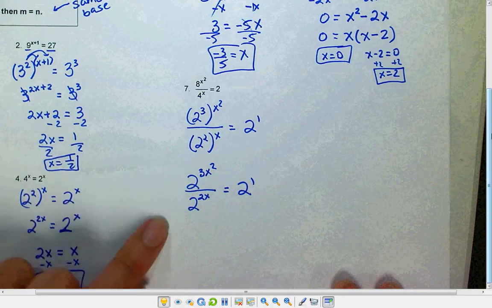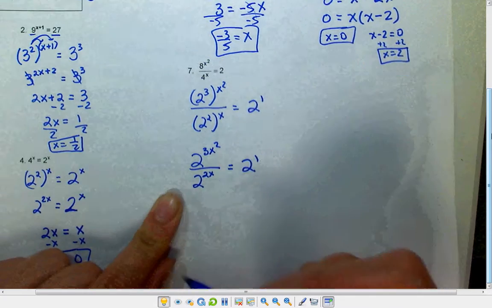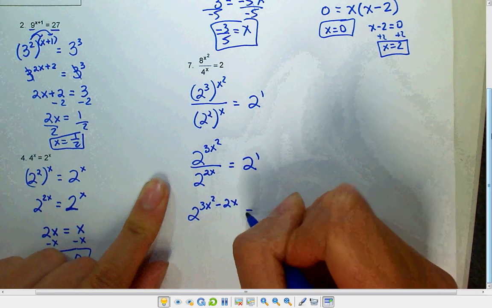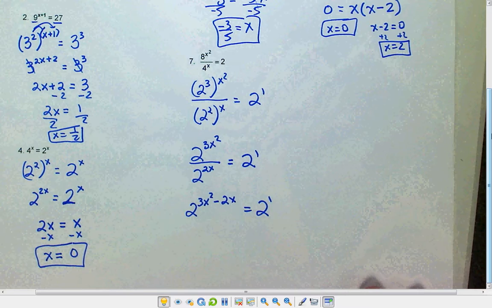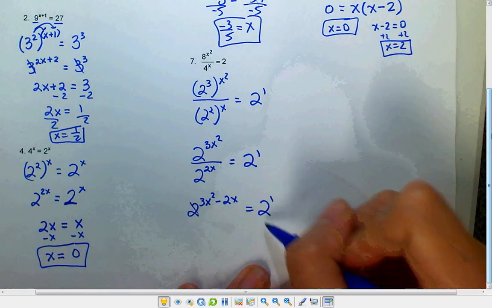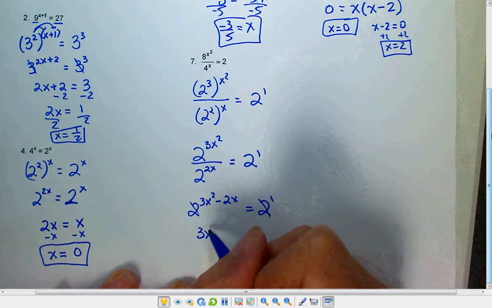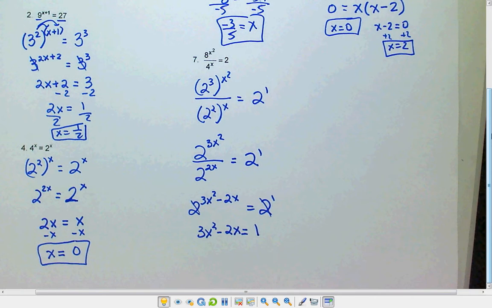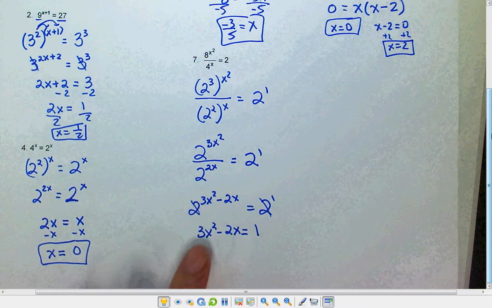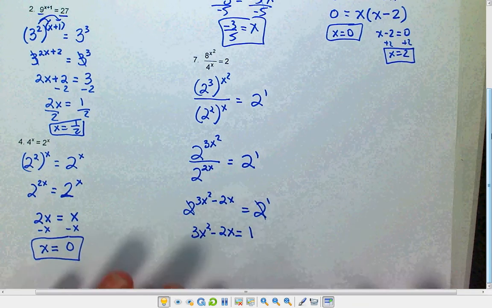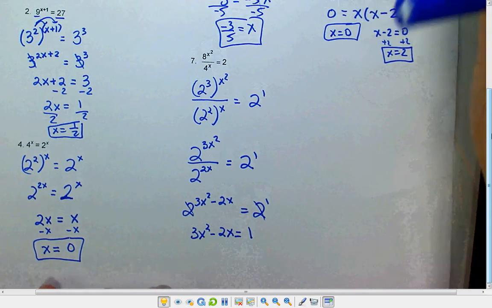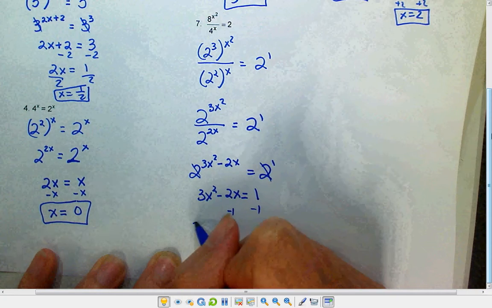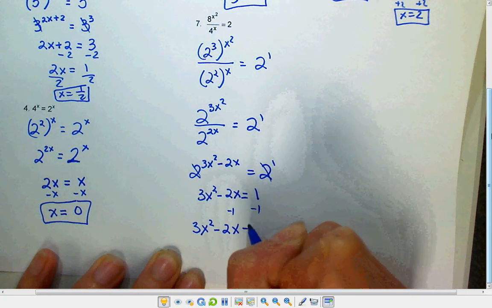So this is still 2 to the 1. Now I have two of the same base that are being divided. So what am I going to do with these two exponents? 3x squared, I'm going to subtract 2x. And this gives me 2 to the 1. So again, I have two of the same base, so these two can just go away. I'm just bringing down the exponents. I have 3x squared minus 2x is equal to 1, right, because 2 to the 1. And now again, this is a quadratic. I have an x squared and I have an x. I can't combine those. I'm going to have to make one side equal to 0, so I'm going to subtract 1 from both sides. This is 3x squared minus 2x minus 1 equals 0.